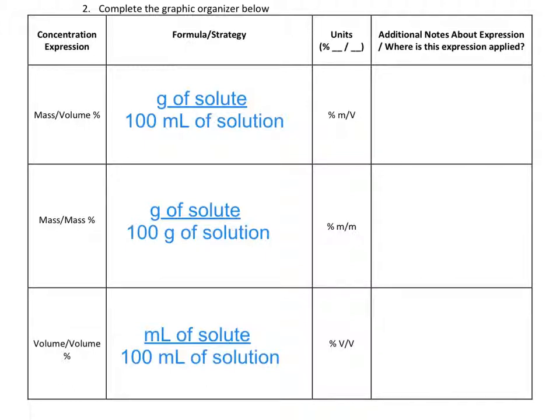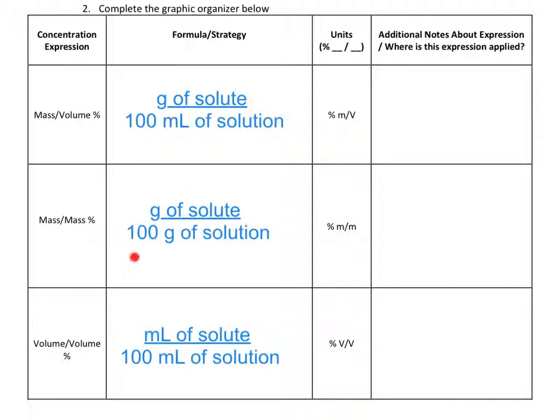The other thing is that it's a percent, and so in each case it's out of 100, and so that's why we have the grams of solute per 100 milliliters of solution, because really the translation or the meaning of percent is out of 100. And so in the mass volume percent, it's saying that you have a certain number of grams of solute for every 100 milliliters of solution.